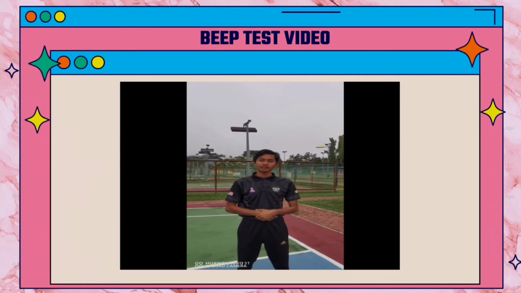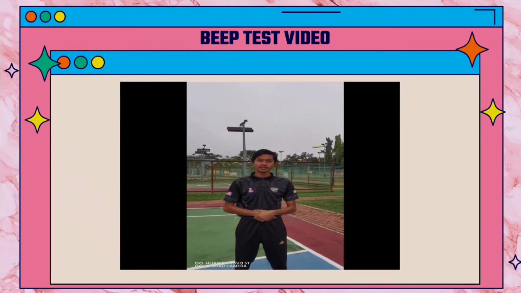That is the example of the beep test for level 1 and level 6. That's all from me. Thank you.